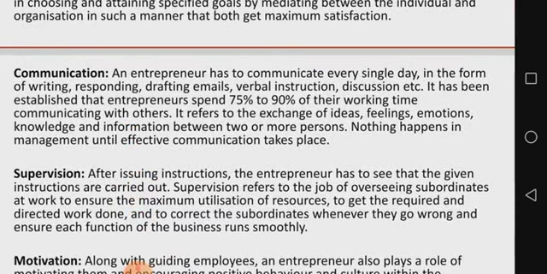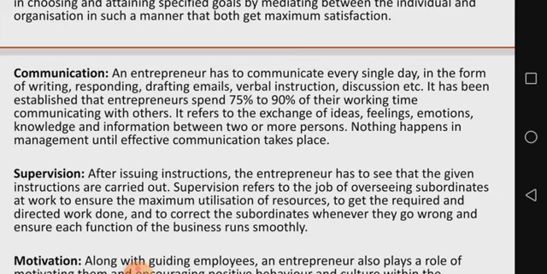Communication. An entrepreneur has to communicate every single day in the form of writing, responding, drafting emails, verbal instructions, discussion, etc. It has been established that entrepreneurs spend 75% to 90% of their working time communicating with others. It refers to the exchange of ideas, feelings, emotions, knowledge, and information between two or more persons. Nothing happens in management until effective communication takes place.